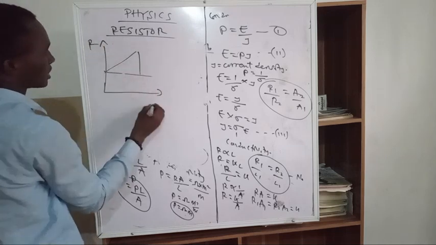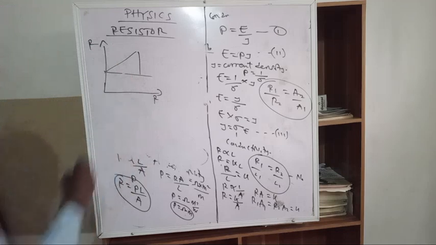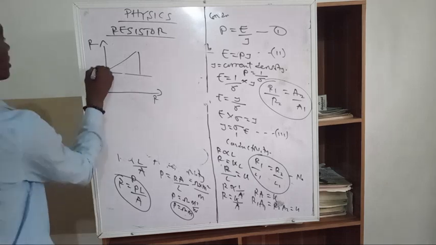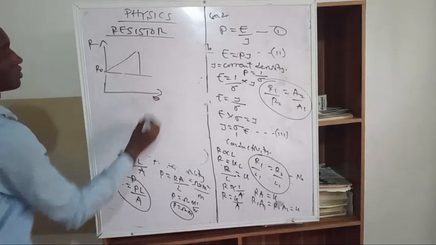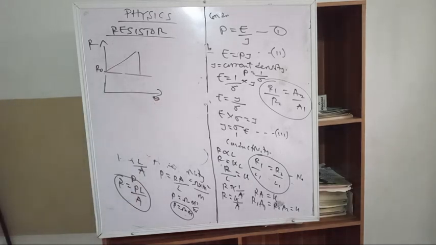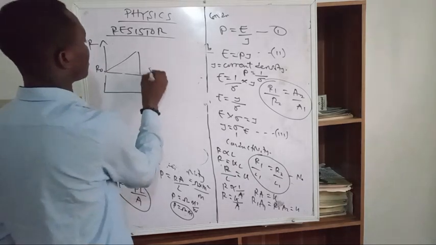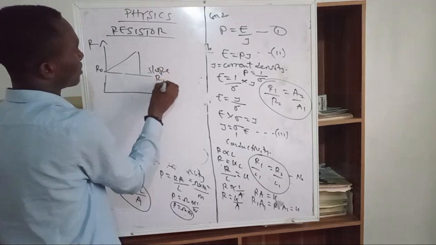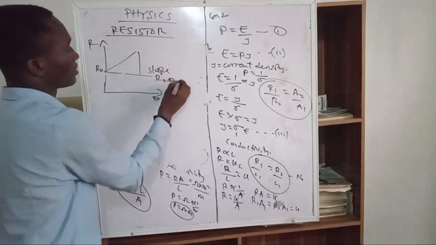So let us say this R is the final value of the resistance and this R naught is the initial value, and let us say this angle is theta. Then we can have that as the graph. This will give us the slope, which is R naught theta. So that's the slope.